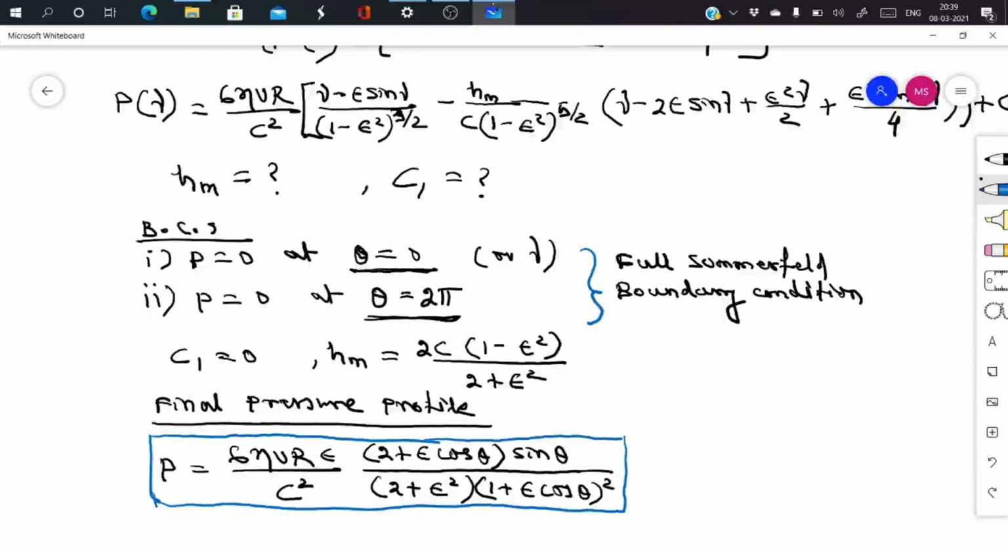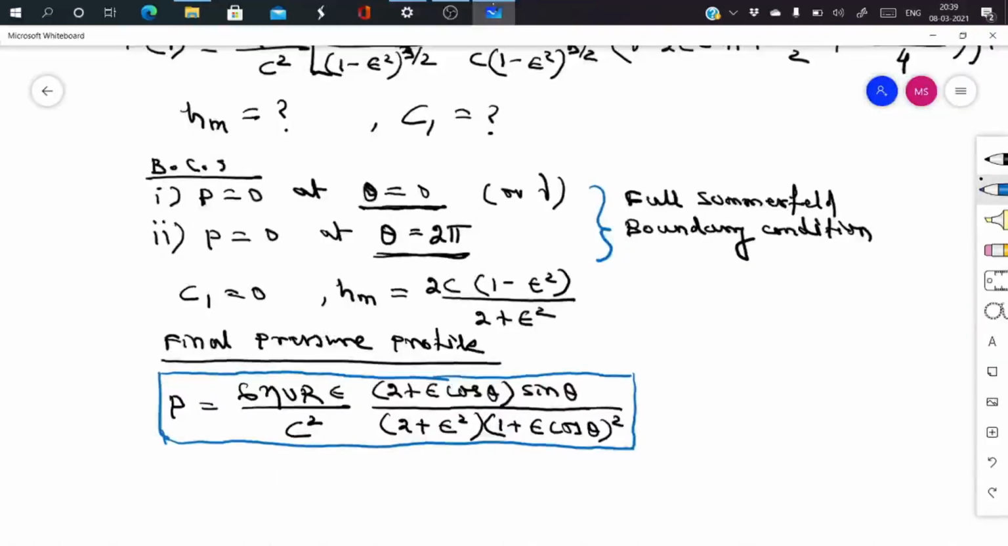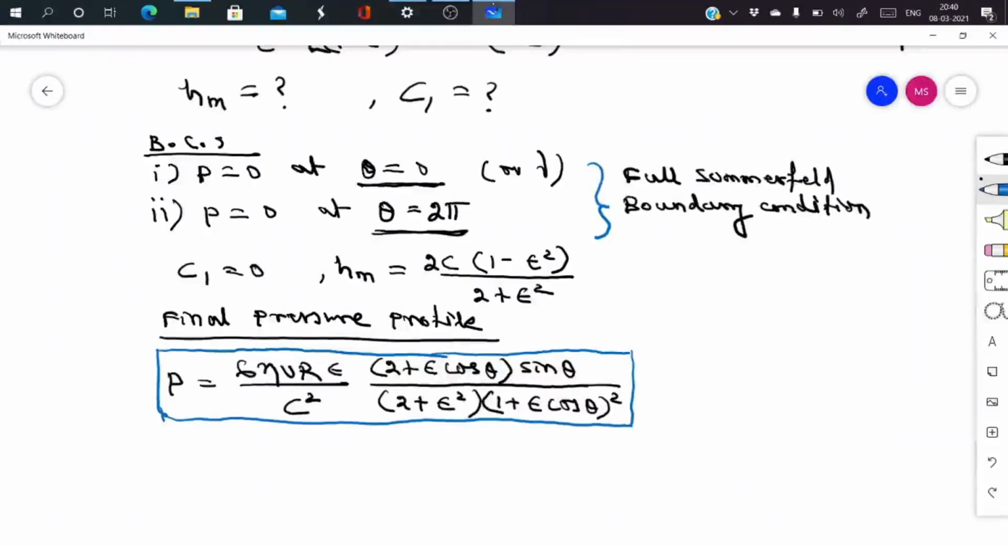Now, as you know, once you get the pressure, you can very well find out the load carrying capacity and the coefficient of friction, as we discussed in the plain slider bearing. Now let us see the load carrying capacity.